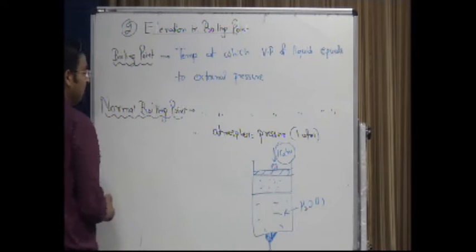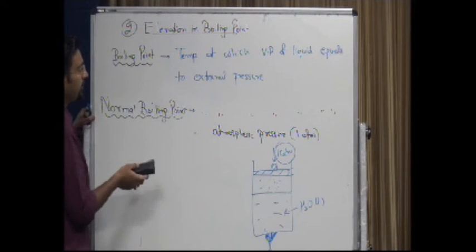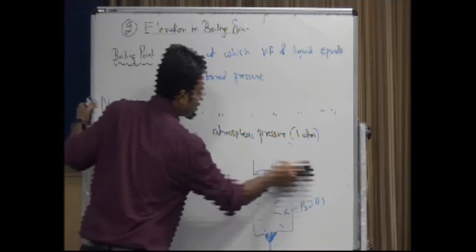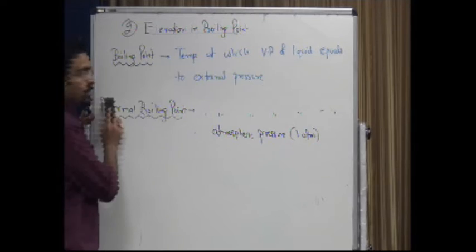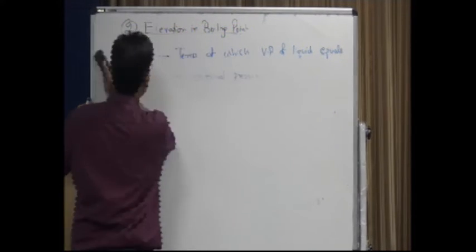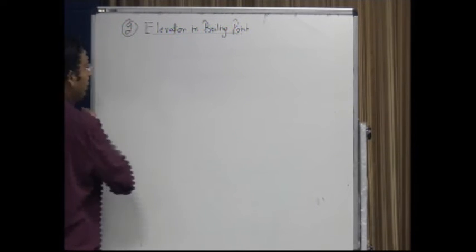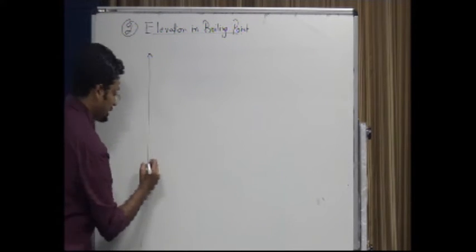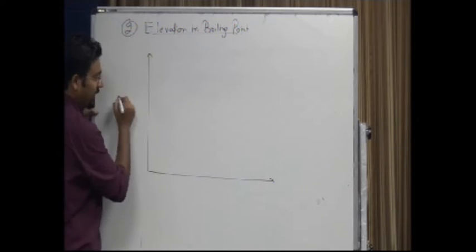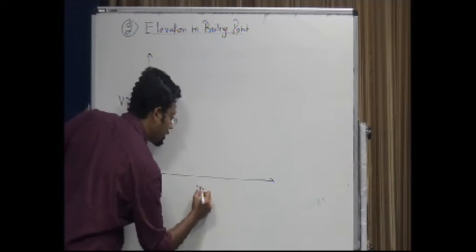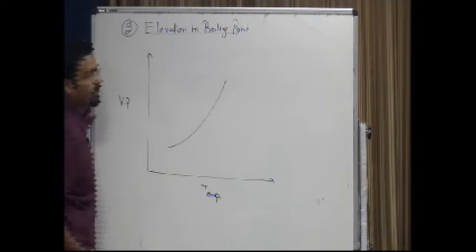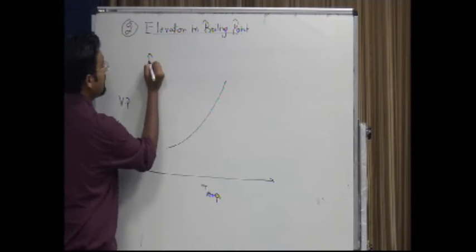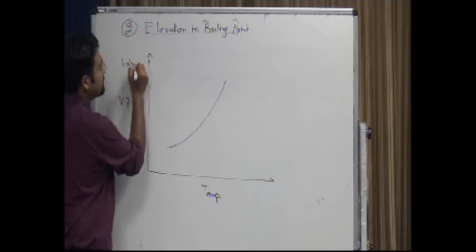Let's just quickly understand it from the graph which we studied earlier. Should I erase this part as well? If you remember, we studied that vapor pressure increases with temperature. Right? For example, this pressure is 1 atm.